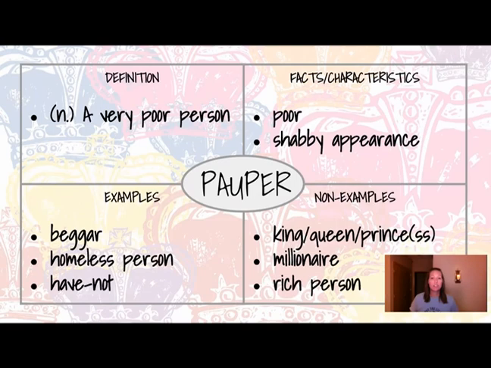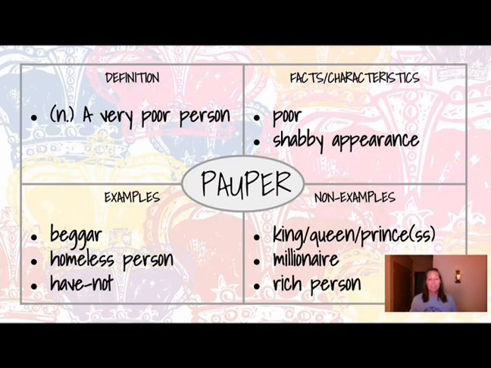Some facts or characteristics of a pauper. Obviously, poor. We get that from the definition itself. Typically, when a pauper is being described, like in the story The Prince and the Pauper, they're described as having a very shabby appearance. Their clothing maybe is falling apart a little bit. Maybe it's a little bit dirty, okay? That doesn't mean that everybody who wears shabby clothing and who is a little bit dirty is a pauper, but those are characteristics that are used to describe, in this story in particular, our pauper.